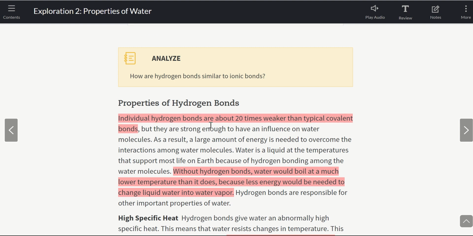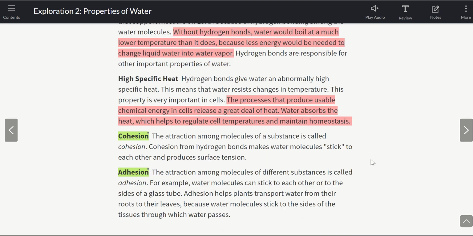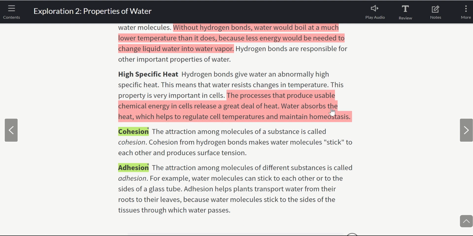The properties of the hydrogen bond are that they are 20 times weaker than a covalent bond or an ionic bond. So these bonds are going to break way before a water molecule's covalent bonds would break. Without hydrogen bonds, water would boil at a much lower temperature. Due to these hydrogen bonds, water has something we call high specific heat. High specific heat means that it's able to absorb and hold more heat before it changes phases. So water has a higher boiling point because it absorbs that heat.